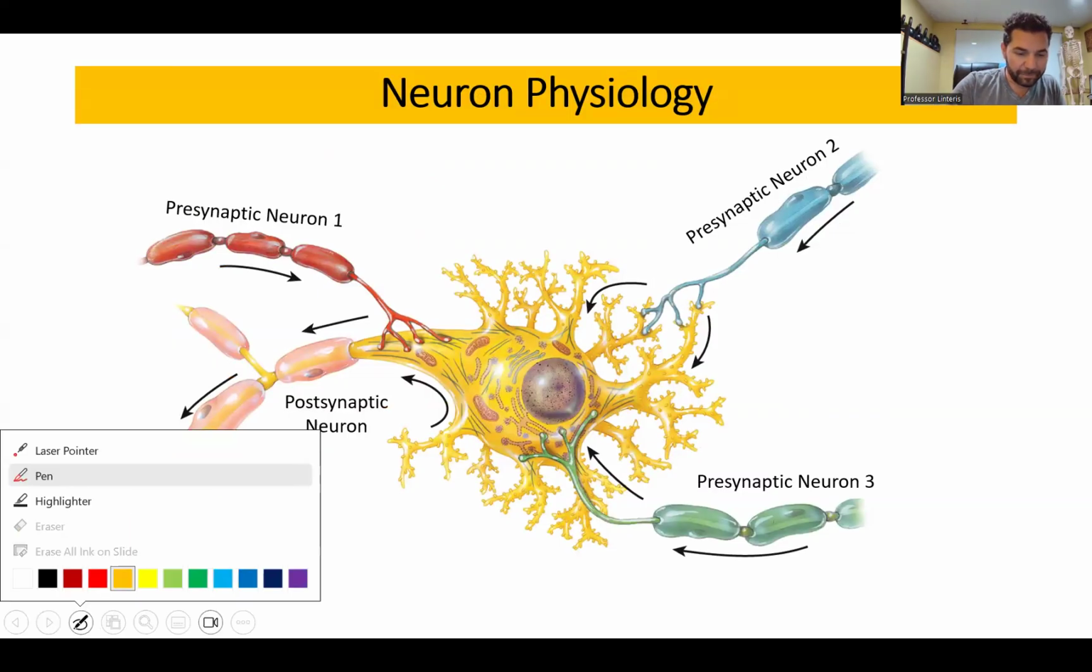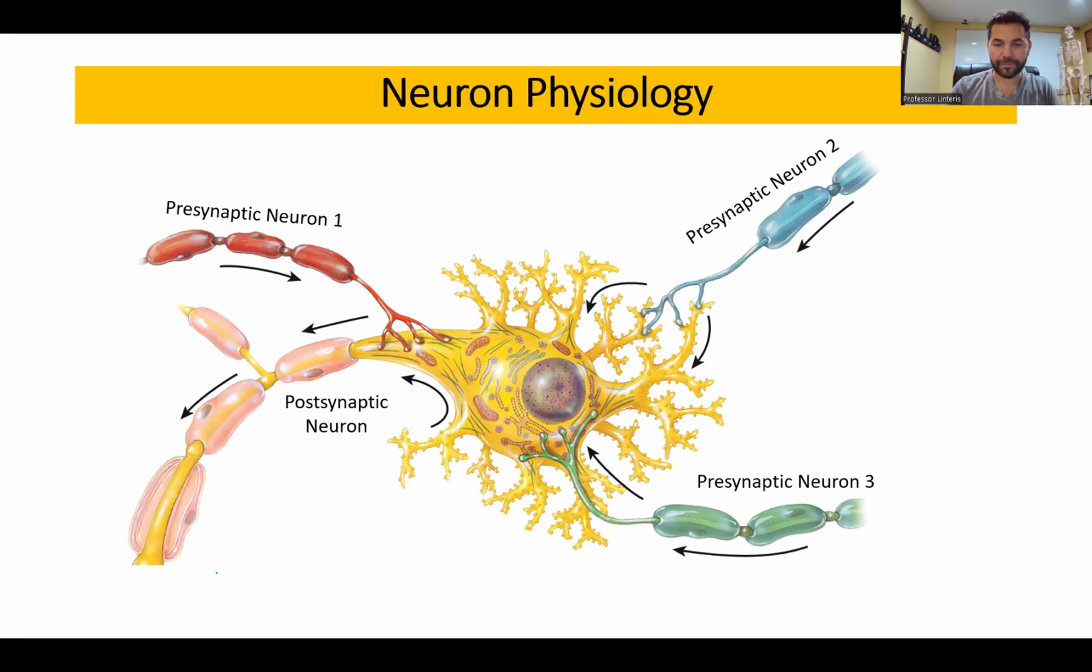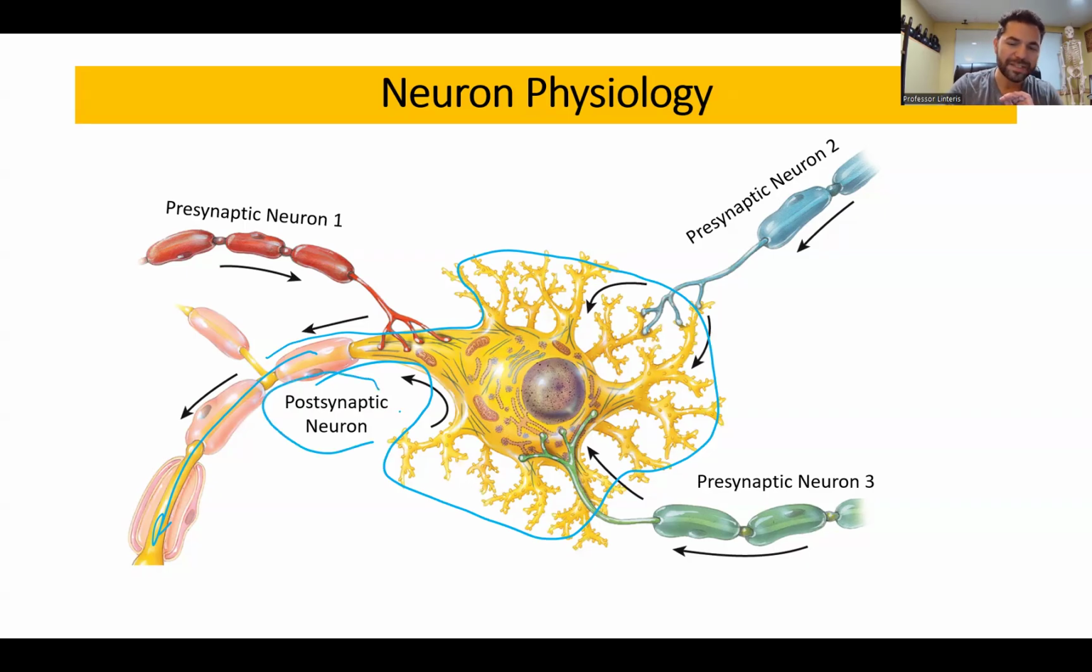So this is the main guy here that I have highlighted in blue. The main guy is called the postsynaptic. So we talked about what a synapse is. A synapse is where other neurons meet. Here we have 3 presynaptic.